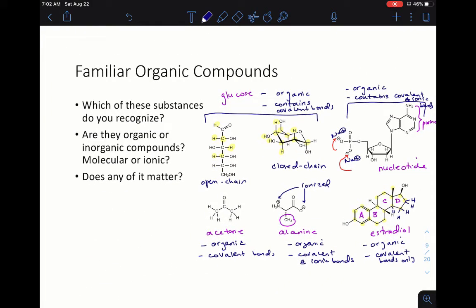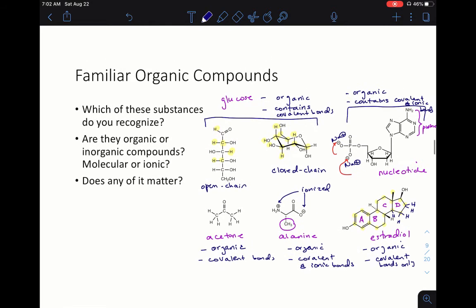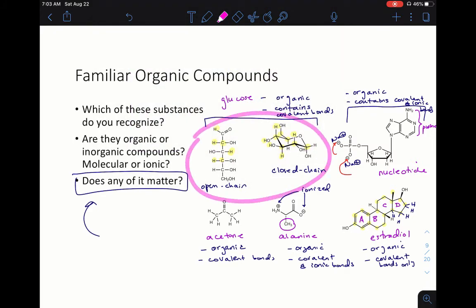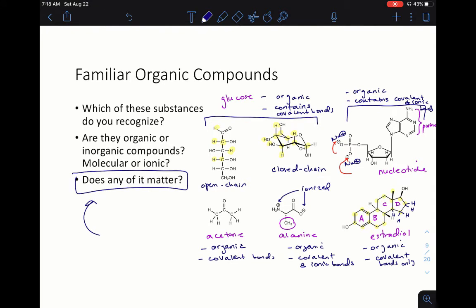I hope that these biomolecules and acetone give you a sense of the diversity in the structures and the types of bonds in organic compounds. Of course, does any of it matter? Yes, it matters tremendously. Whether or not glucose is in its closed chain or open chain affects its properties. The fact that the nucleotide is ionized certainly affects its properties. We could list structural features of these molecules for hours, and we will later in the course.